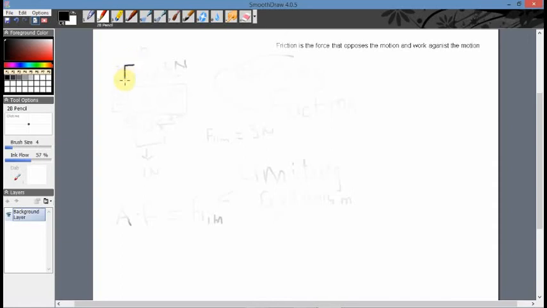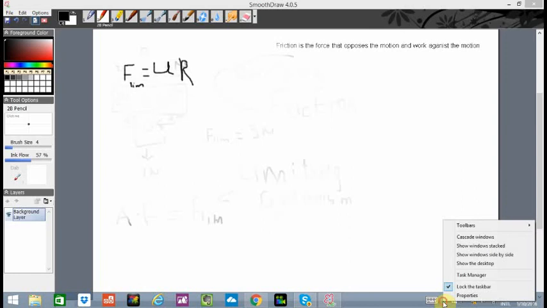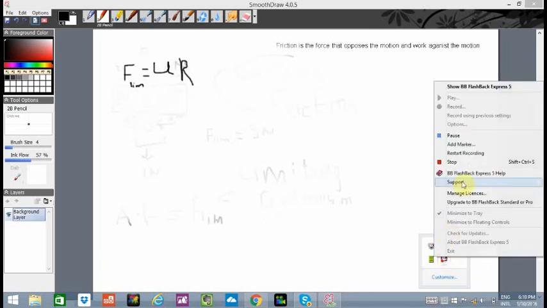And that is F is equal to mu R. F is equal to mu R. This is equal to limiting friction. Let me break out the components of this formula.